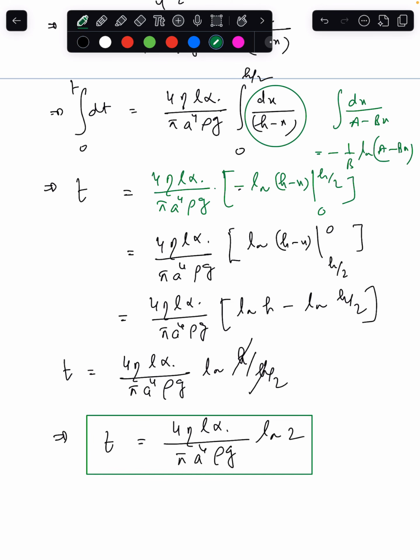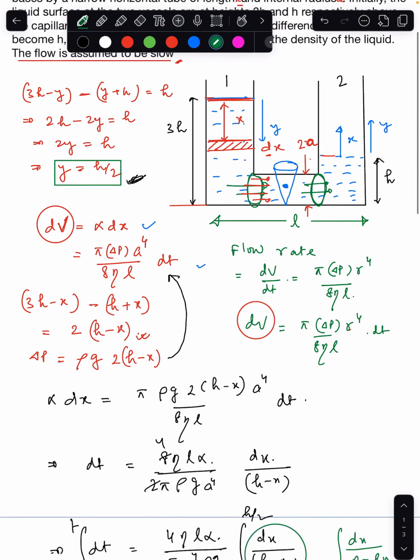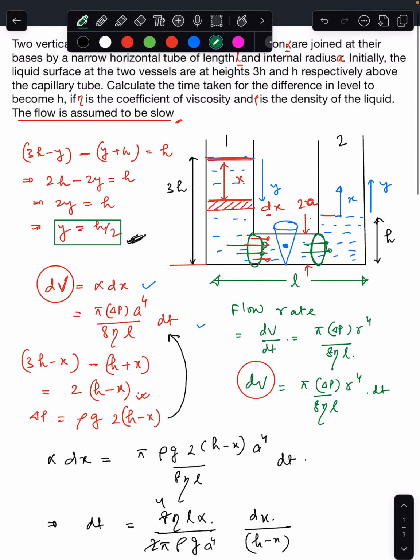So I hope you have enjoyed. You have learned a new trick for how to solve this question. You have learned the mathematics for how to tackle the question, and this basic understanding about the application of Poiseuille's equation.